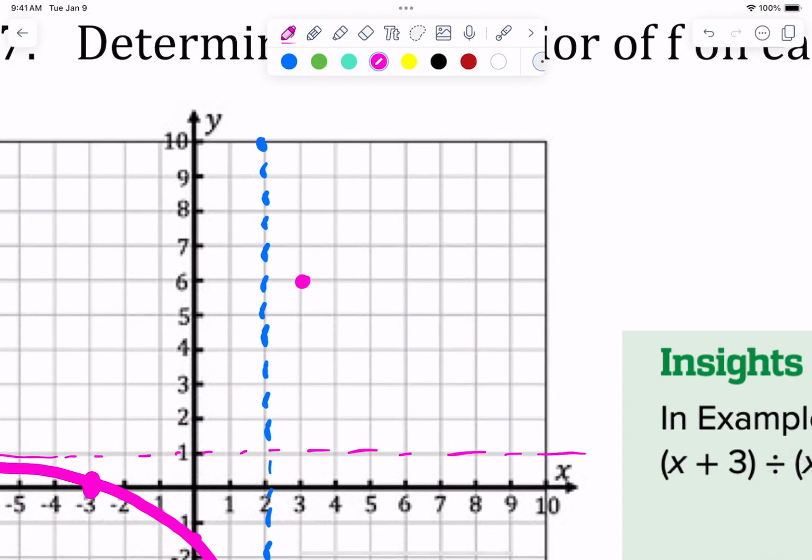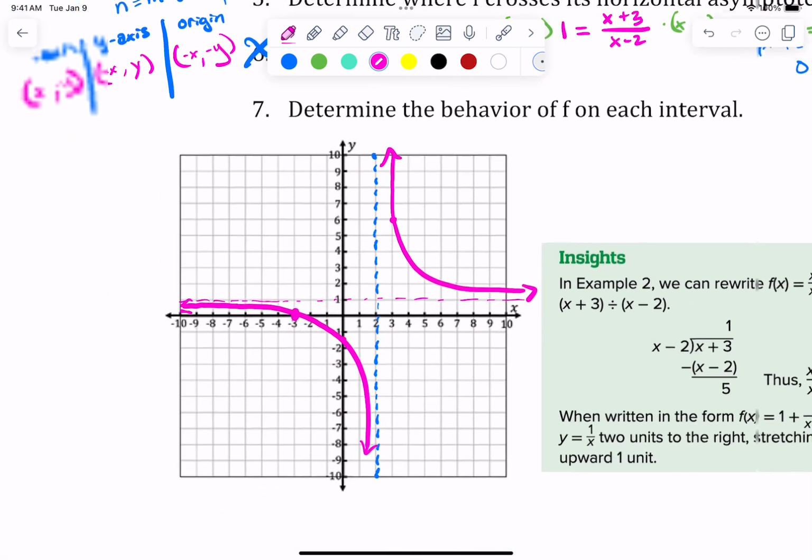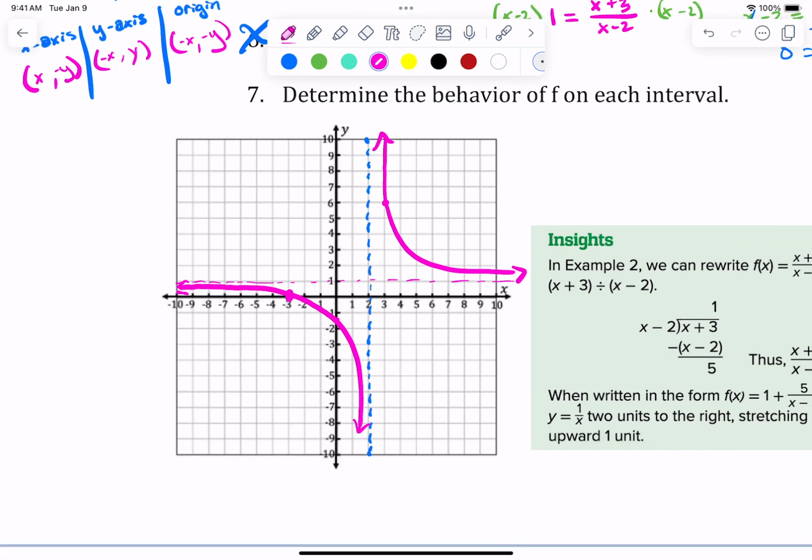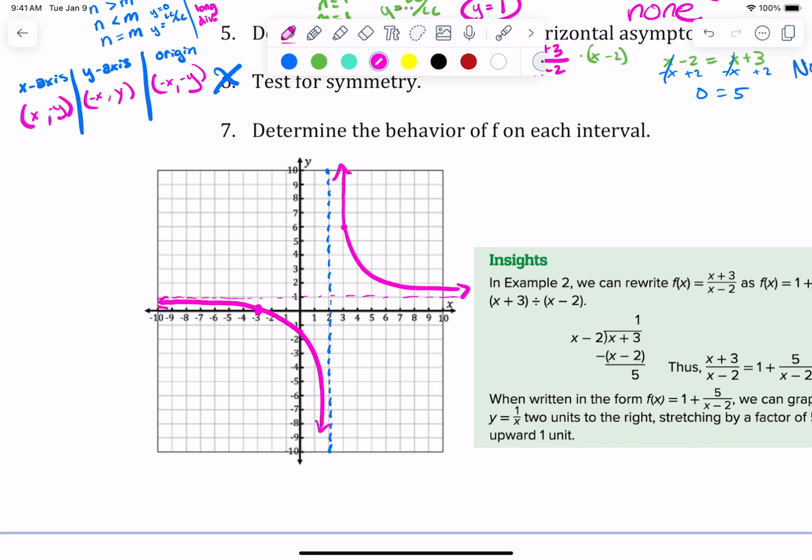3, 6, he'll touch there. I could plot in some other points if I wanted to, but he's going to do that little L shape in the other corner. So just do as much as you need to in order to get him graphed. 3, 6. If I plug in 3, I get 6. You could plug in 4 if you wanted to. 4 would be at 3 halves.